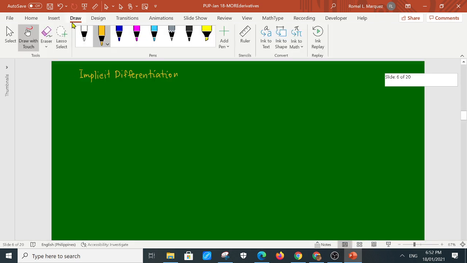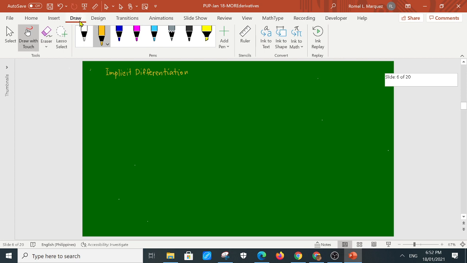Okay? What does implicit differentiation mean, children? Implicit differentiation. Let's say you wish to find the derivative of a function, but the function, unfortunately, is not written with the dependent variable as a function of the independent variable. So, we can still get the derivative of the function there, by applying what we call implicit differentiation.